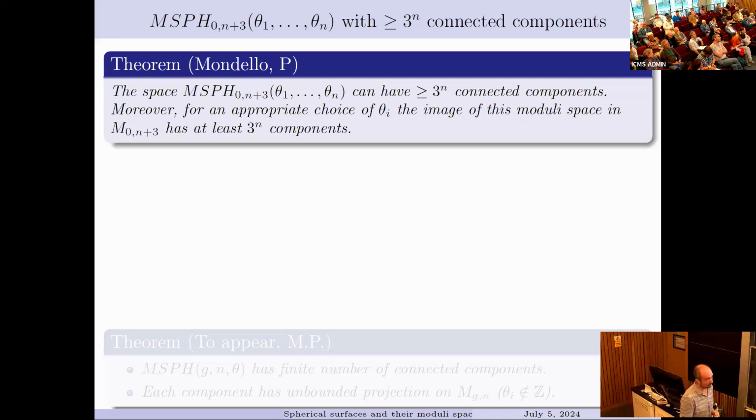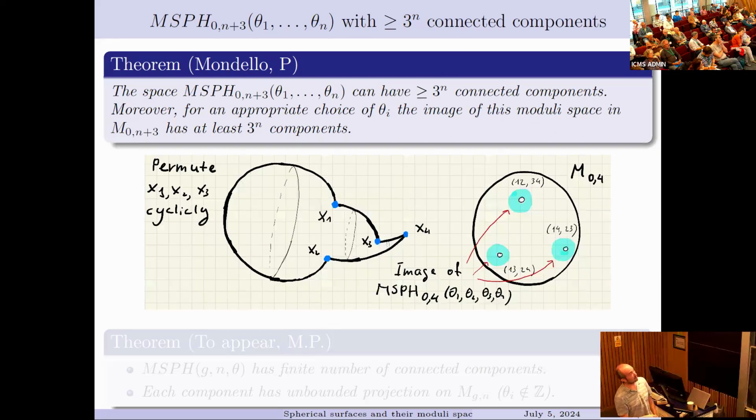The other result is that this space of spherical metrics can have several connected components. Again, it's totally different from the case of hyperbolic metrics, because for hyperbolic metrics we saw that the moduli space of hyperbolic metrics is just the space M_{g,n} of Riemann surfaces. But here it is not at all the case. The moduli space of spherical surfaces can have several components, and I will give you one example. So what I say is that this space can have more than 3^n connected components. The 3^n, of course, probably is not important. It's just some number more than 1.